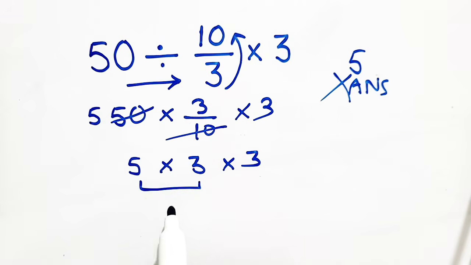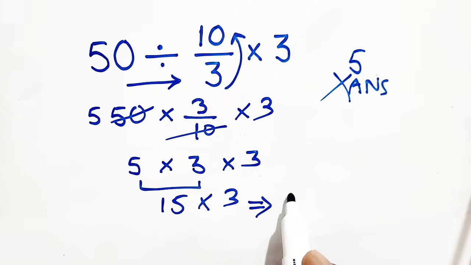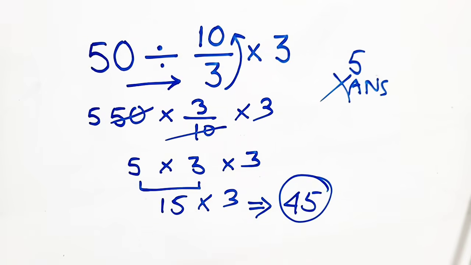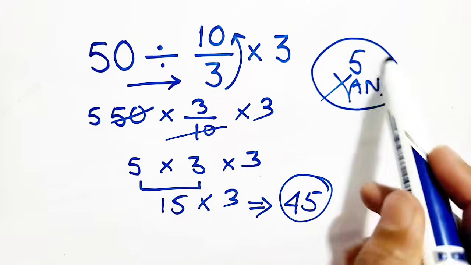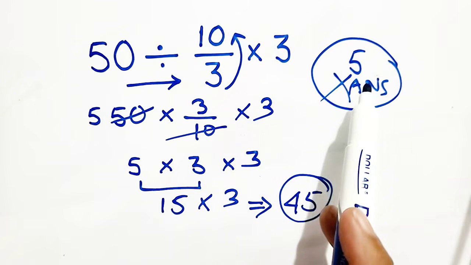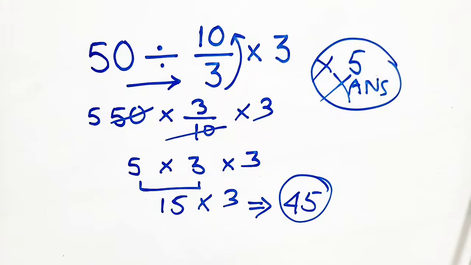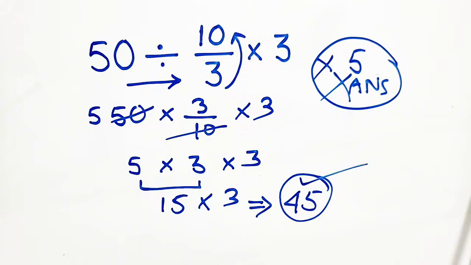What is the value of 5 times 3? It will be 15. And here is 3. 15 times 3 will be equal to 45. So 45 will be our correct answer, and those who have obtained 5 as the answer are wrong in this question, and 45 will be considered the correct answer according to the PEMDAS rule.